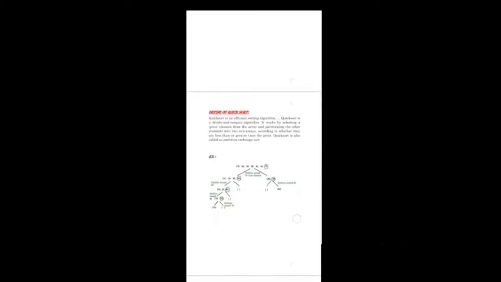So we discuss an example. First we take some integers: 10, 80, 30, 90, 40, 50, 70. So 70 is the partition, and again 10, 30, 40, 50; among these elements 50 is the partition. 90, 80: 80 is the partition. 10, 30, 40: 40 is the partition. 10, 30: 30 is the partition.